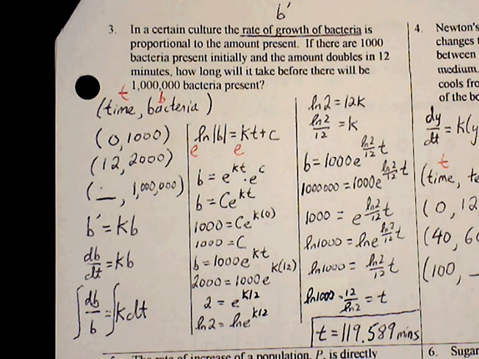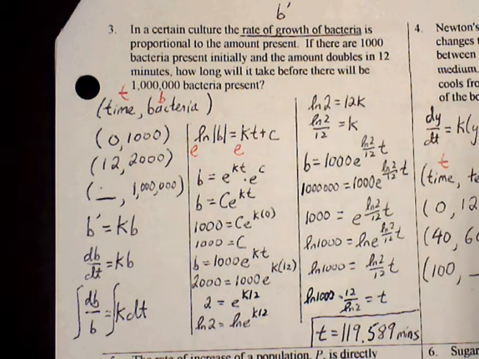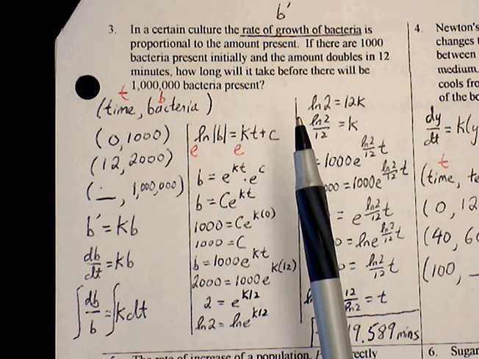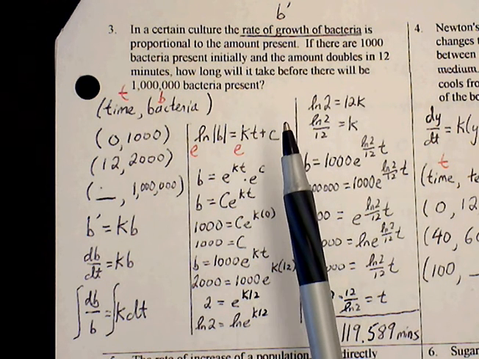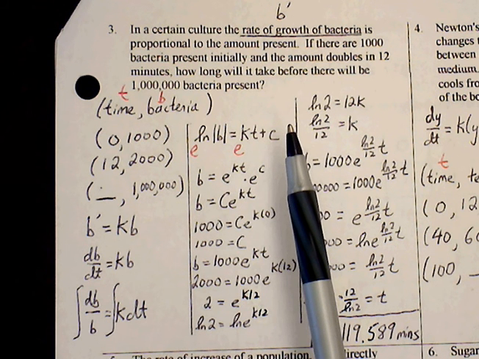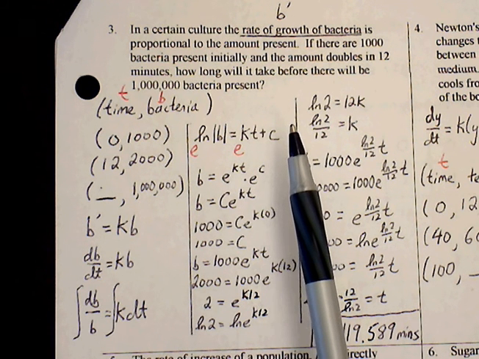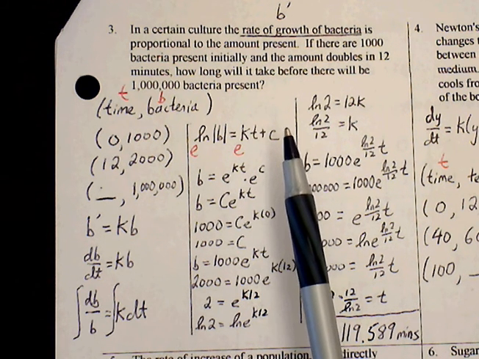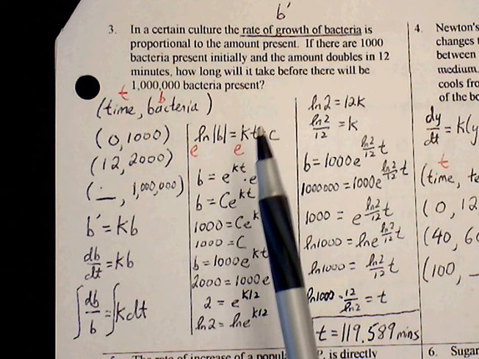All right, we're continuing with the quiz review 6.2, 6.3. This is the back page. Let's look at number 3. In a certain culture, the rate of growth of bacteria is proportional to the amount present. If there are 1,000 bacteria present initially and the amount doubles in 12 minutes, how long will it take before there will be 1 million bacteria present?